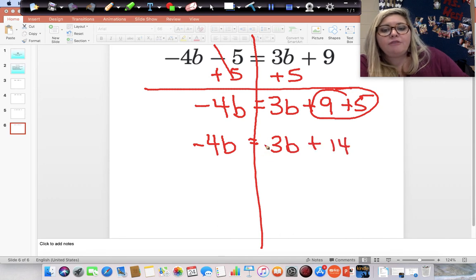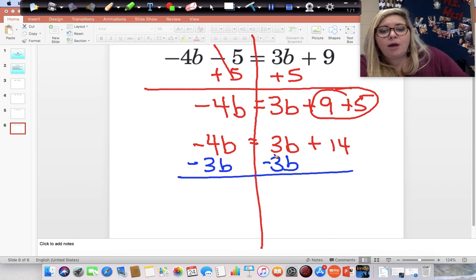Now I want to get my variable on my left. It is a positive 3b, so I want to do the opposite and subtract 3b from both sides. 3b minus 3b cancels, and I'm left with 14 on my right, and -4b minus 3b, which is -7b, on my left.